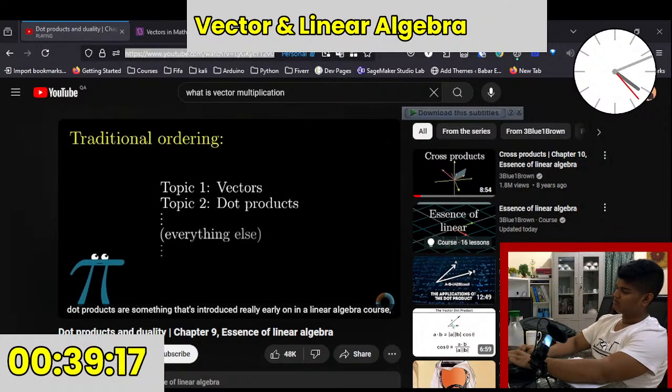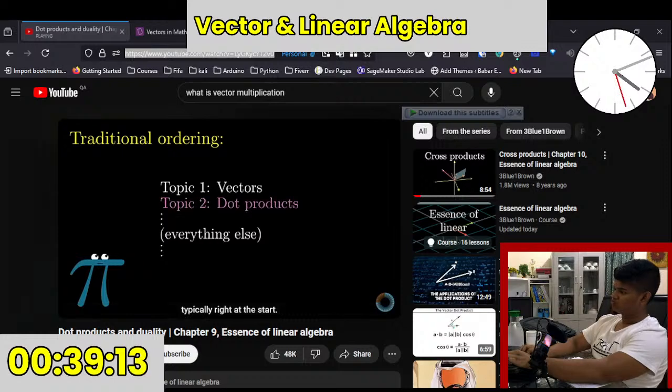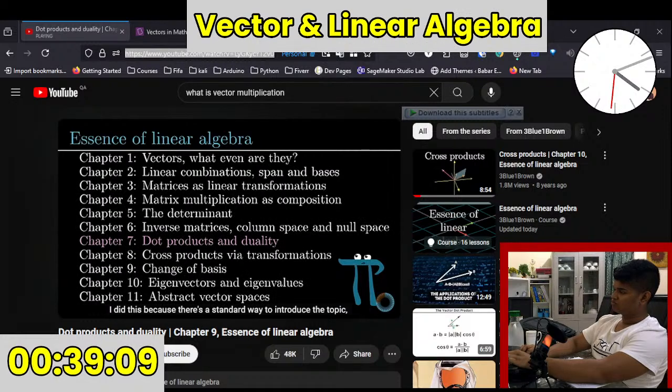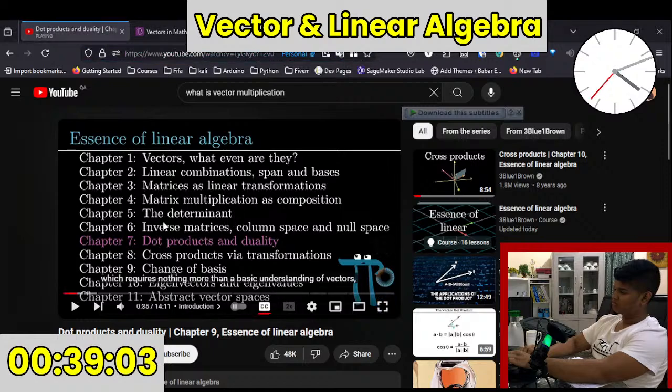Traditionally, dot products are something that's introduced really early on in a linear algebra course, typically right at the start, so it might seem strange that I've pushed them back this far in the series. I did this because there's a standard way to introduce the topic, which requires nothing more than a basic understanding of vectors.